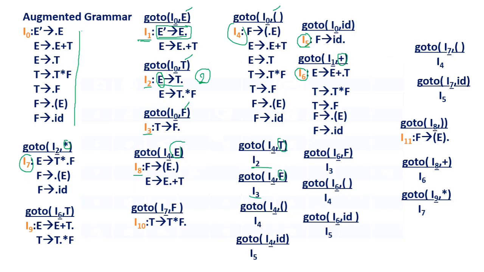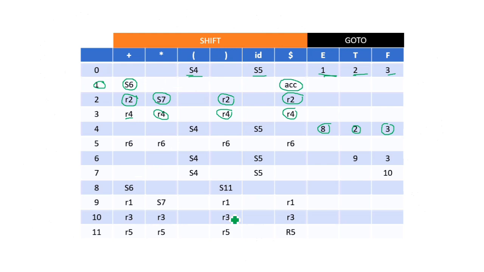Now when you go for terminals, I4 has a terminal called open brackets, so it goes to I4, and ID goes to I5. So we have two terminals, open brackets and ID. In I4, where open brackets is here, it goes to I4, so we write it as S4, and for ID we write it as S5.